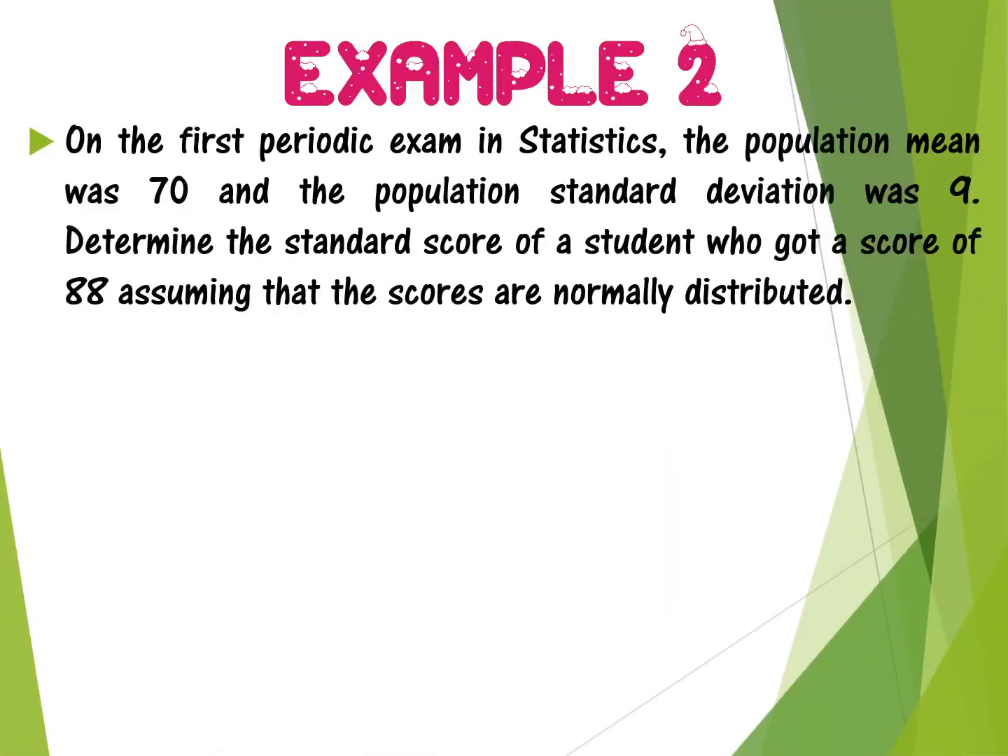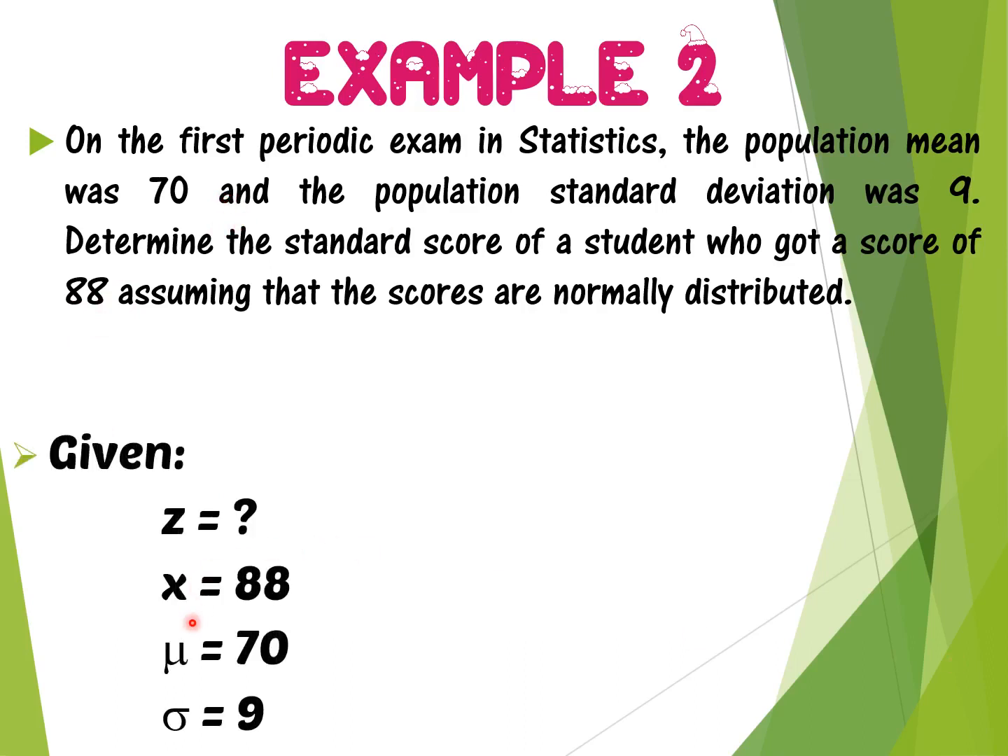Okay, so let's have another example. On the first periodic exam in statistics, the population mean was 70 and the population standard deviation was 9. Determine the z-score or the standard score of a student who got a score of 88, assuming that the scores are normally distributed. So again, what is our raw score? That is 88, correct?